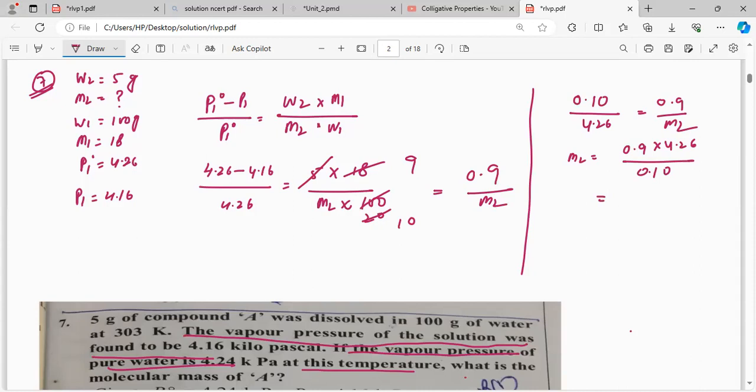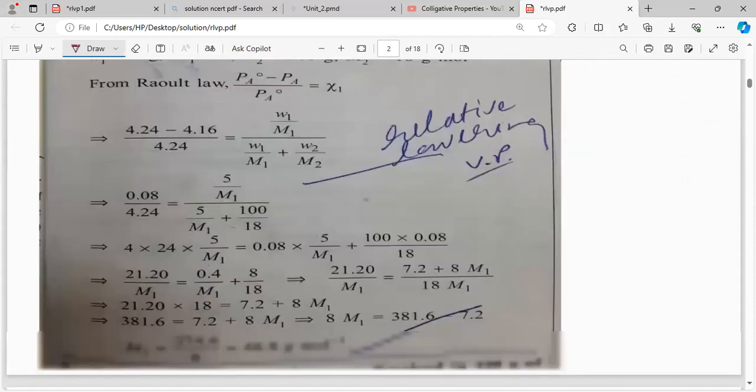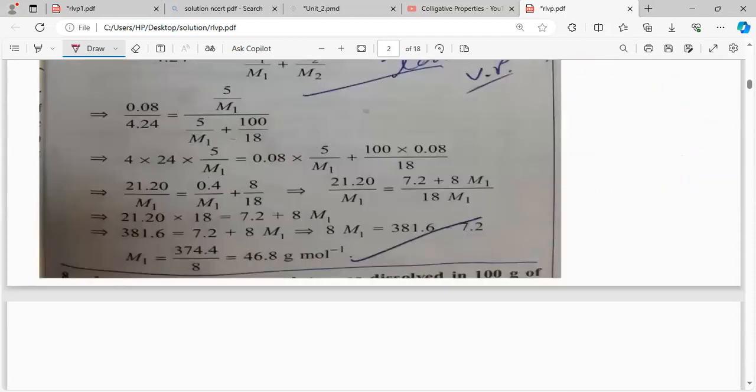0.9 multiplied by 4.26 divided by 0.10 gives 38.34. 38.34 gram per mole. Now you check this one. M1, how much are they saying? 46.8.